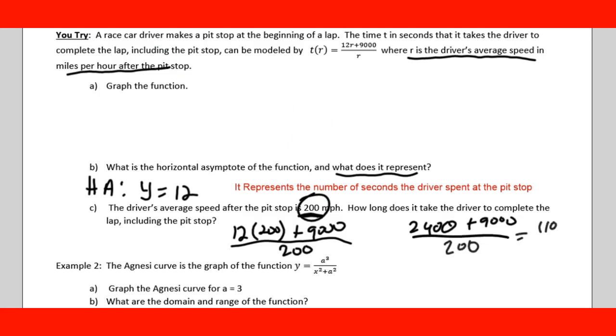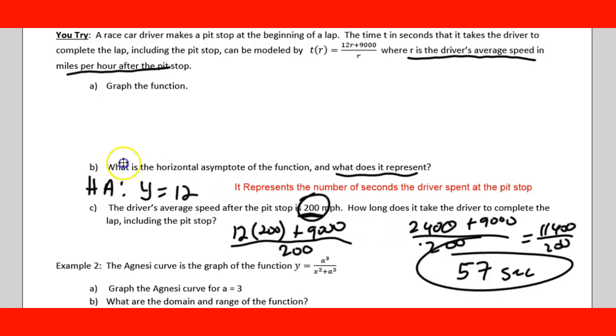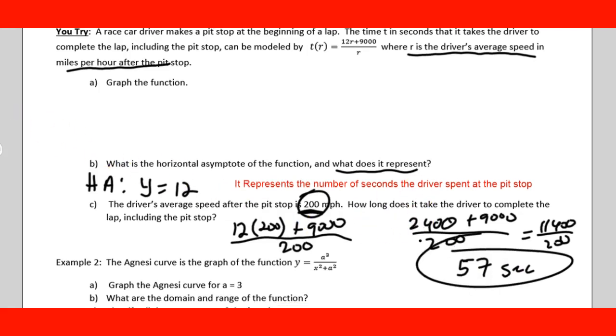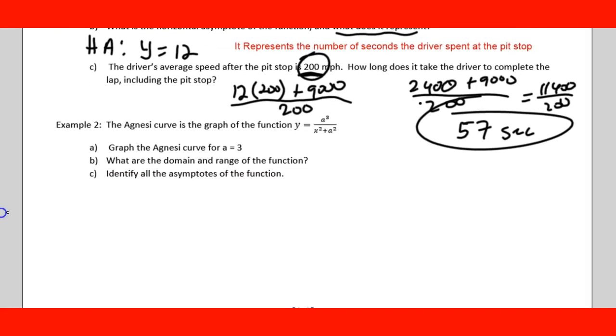Then we divide that by 200, and we're going to get 57 seconds. It takes 57 seconds for this driver to complete a lap, including the pit stop.